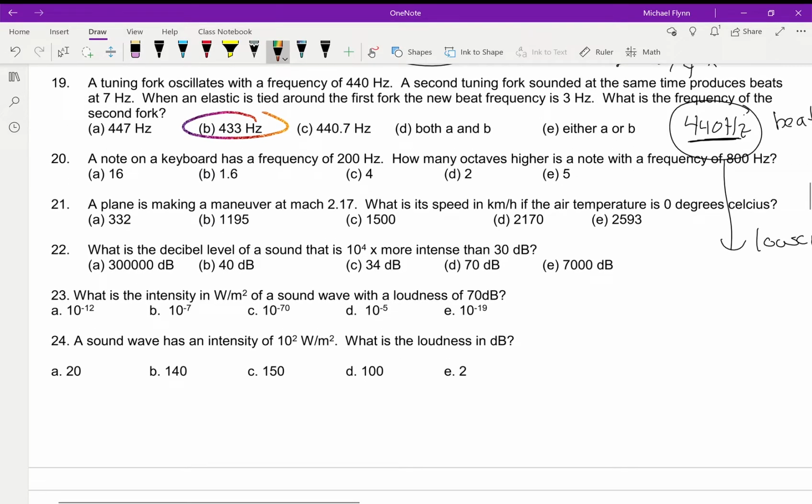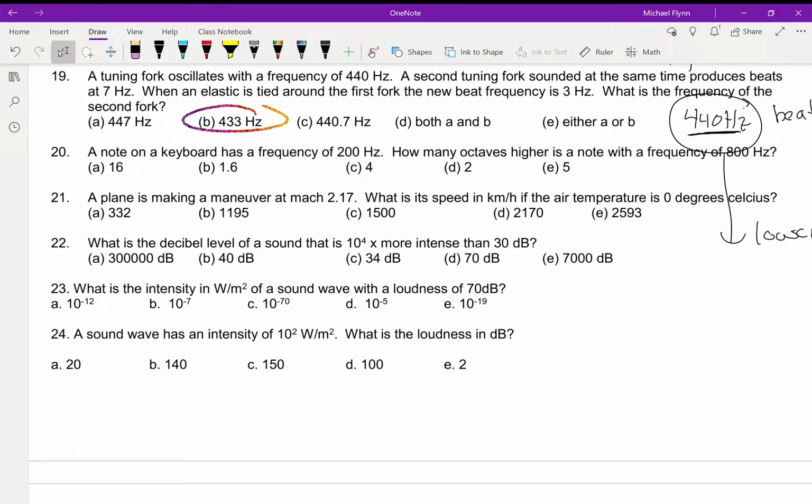Okay. All right. A note on a keyboard has a frequency of 200 hertz. How many octaves higher if it's 800 hertz? Well, for 1 octave, you double the frequency, so it goes from 200 to 400. If you double it again from 400 to 800, that's 2 octaves.